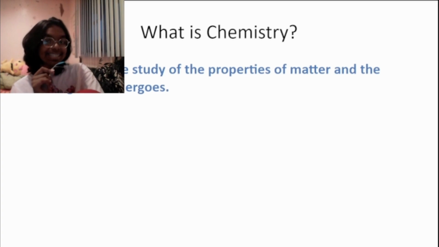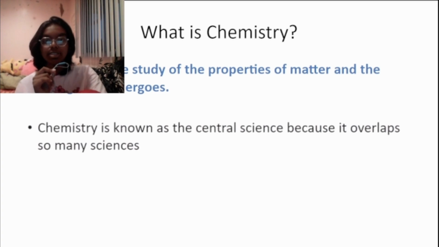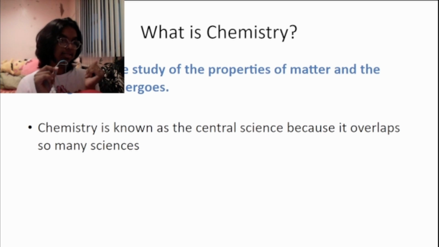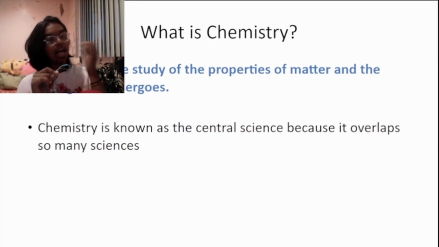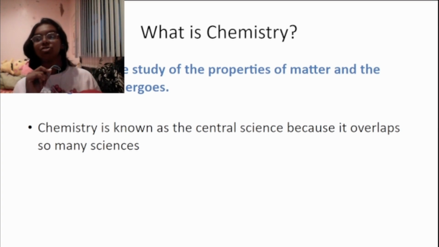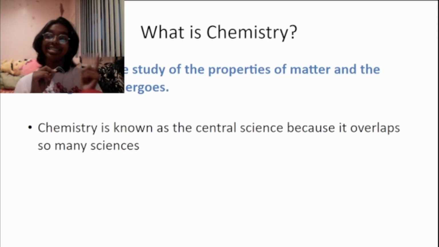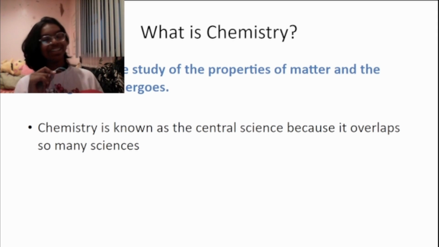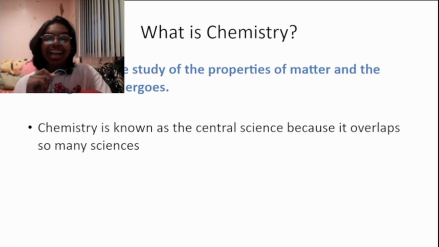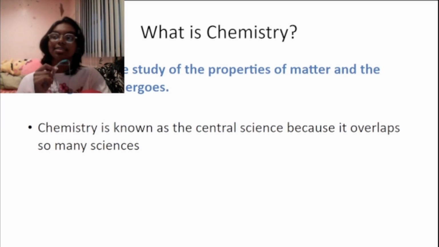So chemistry is the study of properties of matter and the changes it undergoes, and it is known as the essential science, because it overlaps a lot of other sciences. Like next year, I'm taking AP Bio. And guess what the first 2 units in AP Bio are? Chemistry stuff. So at least I know I'll do good on those 2 units. After that, we'll see.